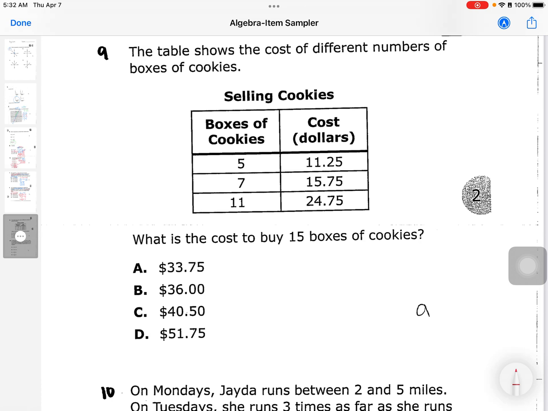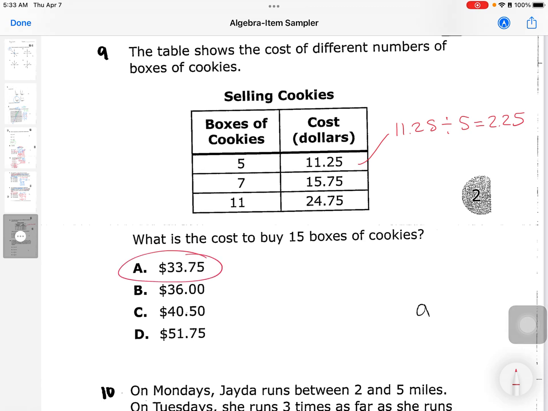Two more problems to look at. The next one shows the table shows the cost of different number of boxes of cookies. What is the cost to buy 15 boxes of cookies? A couple different ways to approach that. One way to approach it is to say, well, I could take 11.25 and divide it by 5 and find out that every box costs $2.25, and then figure out what 15 boxes cost. Or if I know 5 cost $11.25, how much would 15 of them be? How many sets of 5 would that be? What would be the cost of 15 boxes of cookies?